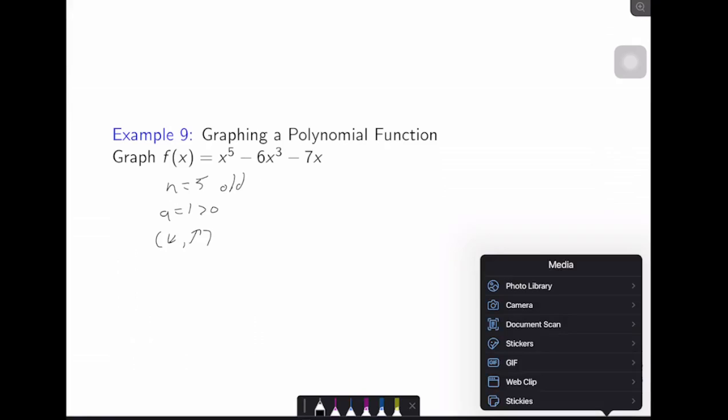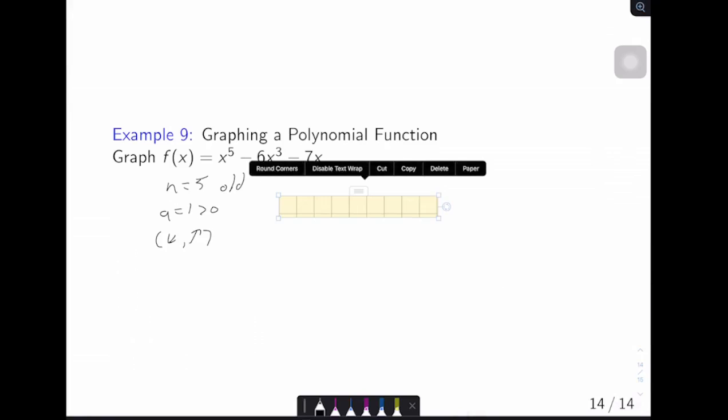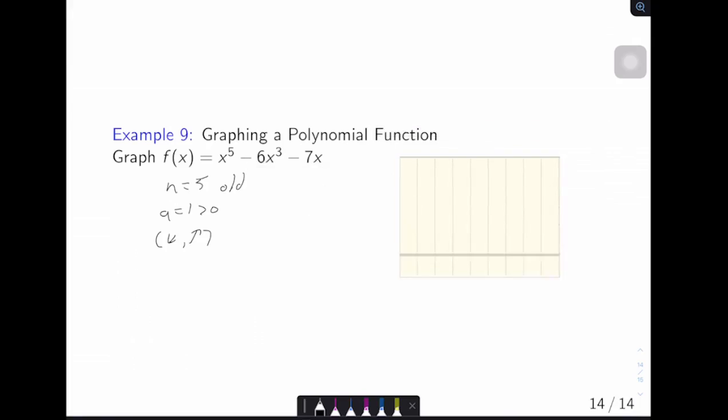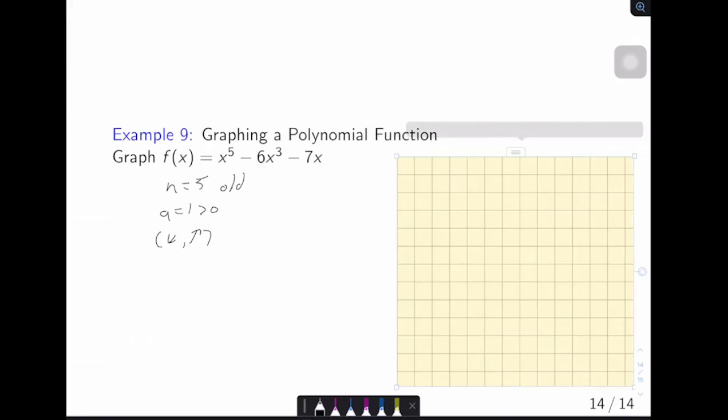Okay, we're going to graph this polynomial function. So first off, we're going to do our end behavior. Our n is equal to 5, that's odd. Our a is equal to 1, that's greater than 0. So we're going to have an end behavior of a down and an up. So if I were to go ahead and start my graph, we know it's going to look something like this.